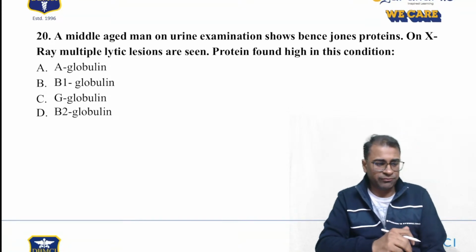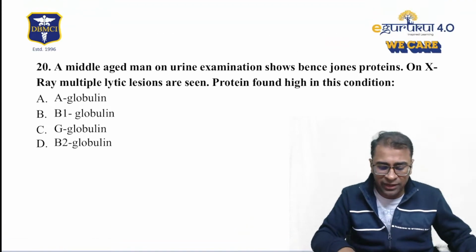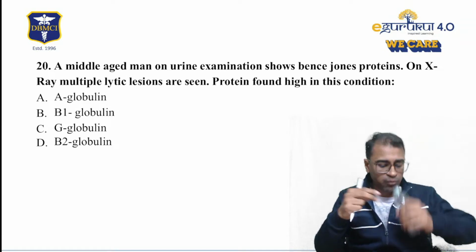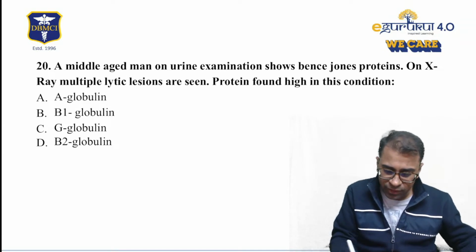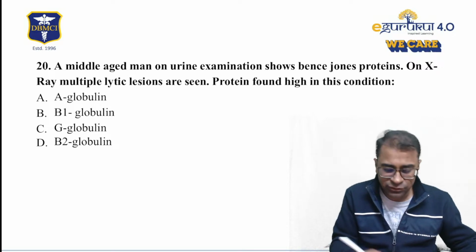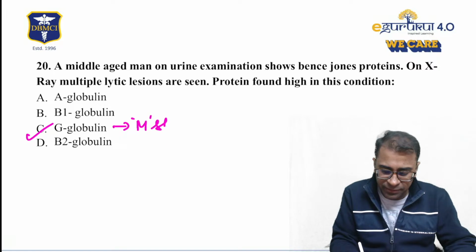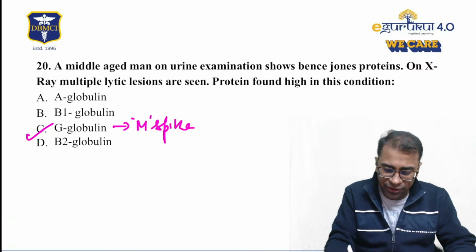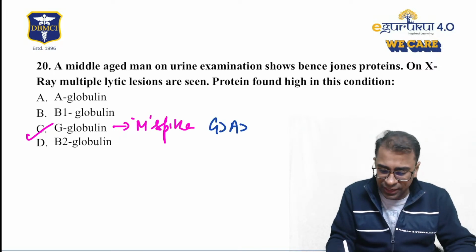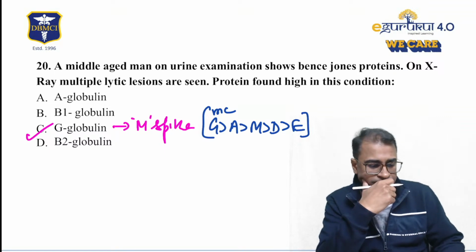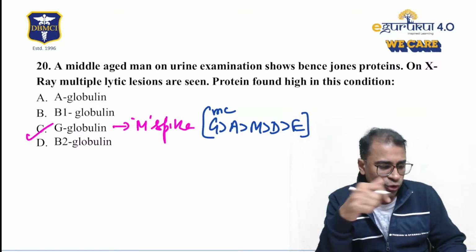Okay, next question. A middle-aged man on examination shows Bence-Jones proteins. So what will increase? Yes, it should be gamma globulins, correct. Gamma globulin is what? M spike. And just to recall, it is IgG, A, M, D, and E. So what is the most common one, sir? IgG. That's the most common one. If there is any confusion, ask.